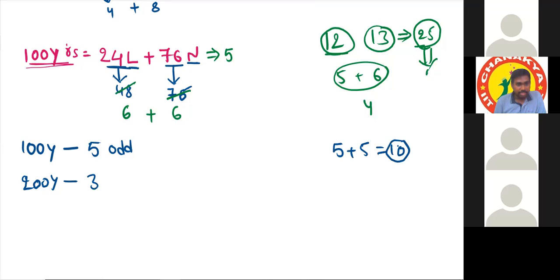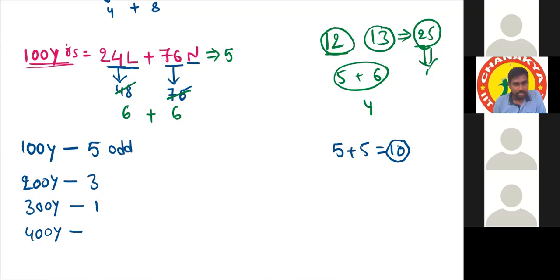Then tell me, 300 years consists of how many odd days? 1. Very good. Because 5 3s are 15, and 15 consists of 1. Sir, could you repeat that? I didn't understand what you were doing, sir.